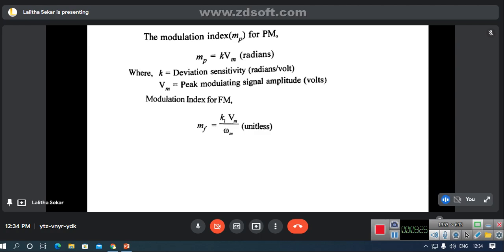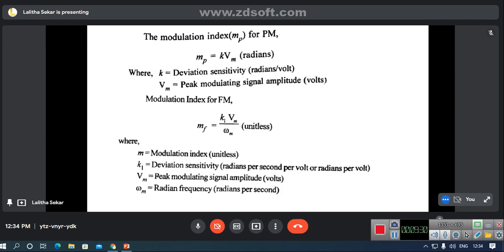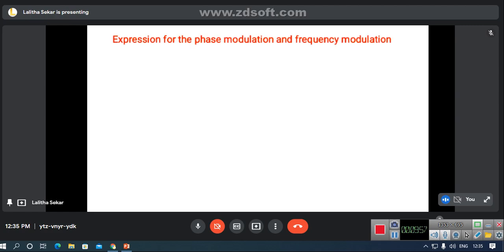The modulation index mp for PM is mp equal to K into Vm. K is the deviation sensitivity, Vm is the peak modulating signal amplitude in volts. For FM, mf is equal to K1 Vm divided by ωm. This is the modulation index for FM. m is the modulation index, unitless. K1 is the deviation sensitivity in radians per second per volt. Vm is the peak modulating signal amplitude in volts. ωm is the radian frequency in radians per second.